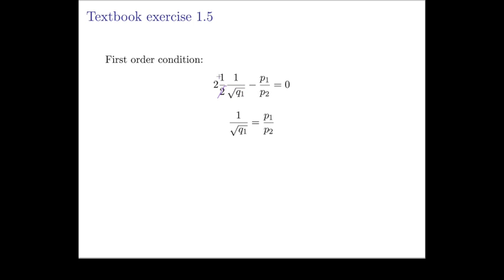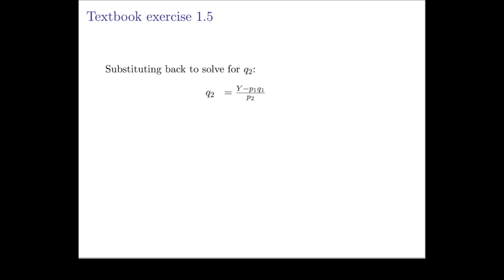So the 1/2 and 2 cancel out, and we add P1 over P2 to both sides. We get 1 over square root of Q1 equals P1 over P2. Take the reciprocal on both sides, square both sides, and you've got Q1. Now we can go back to the equation for Q2 and plug in the value of Q1 to find Q2. Remember, we've solved for Q1 already. Remember, Q1 is P2 over P1 squared.